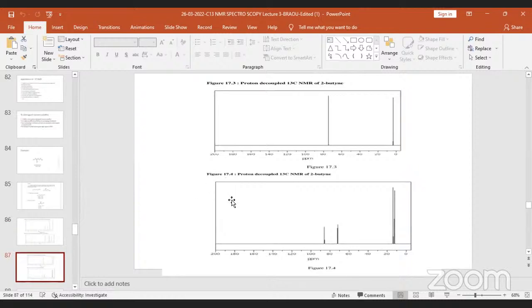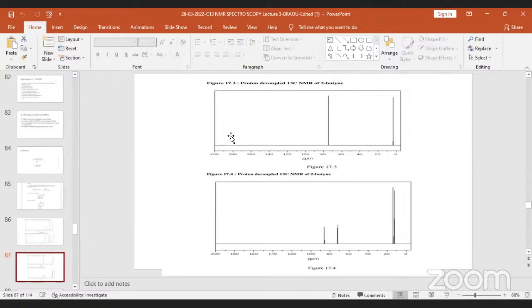Similarly, 2-butyne and 1-butyne. Proton decoupled spectrum will give some problem, right? This is 2-butyne, this is 1-butyne. Actually, it is a print mistake. Here, instead of 2, you should have 1, because both cannot be same. Both names same, but structure is different. So here it is 2-butyne, it is 1-butyne.